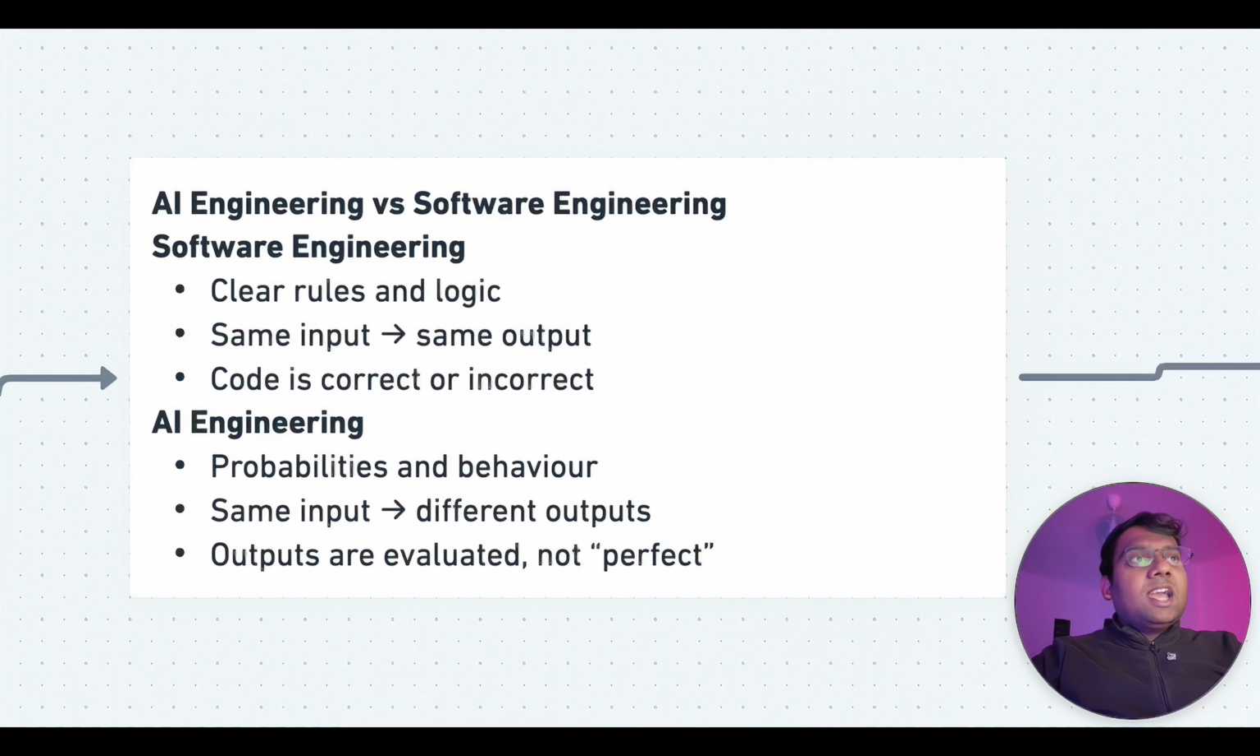Software engineering is extremely deterministic. There are clear rules and there is clear logic. The code is either correct or incorrect. But AI engineering involves a lot of probabilities and behavior. Now, this is quite related to the way you write your prompts, the model you use, and your agentic engineering. So, the way you engineer all these things can heavily differentiate your outputs. Hence, that's the reason why the outputs of AI engineering or AI products are heavily evaluated.